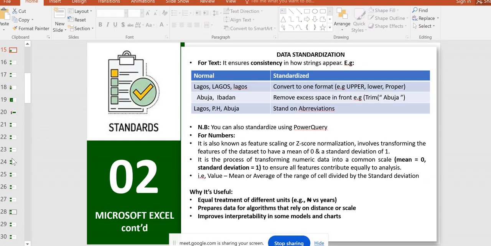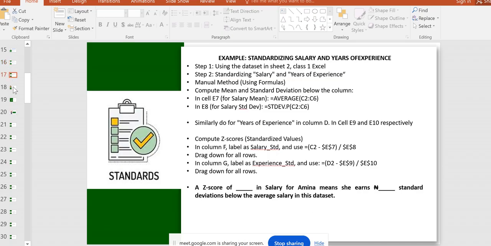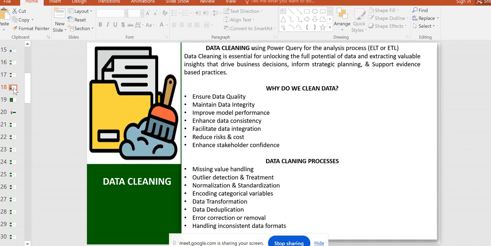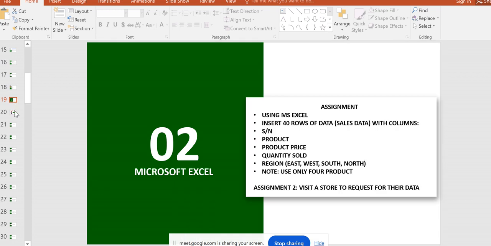Okay. So just do these assignments. Let me display this assignment for you. Okay, where's the assignment? I think I have the assignment somewhere. Okay, so do these assignments.